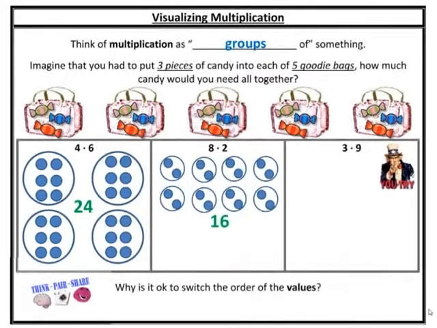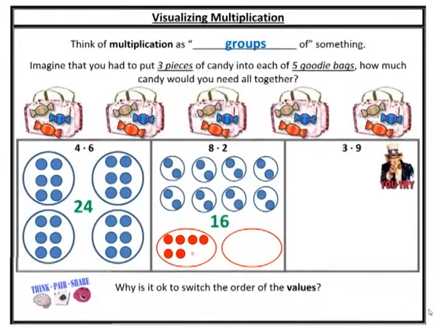Now let's reverse that. 2 groups of 8 will give us the same answer. I have 2 groups, 8 in each group, and if I count that out, I end up with a total of 16 between the 2 groups. On your own, try 3 times 9 by drawing it out using visualization, and then consider the think, pair, share. Why is it okay to switch the order of the values when we're talking about multiplication?